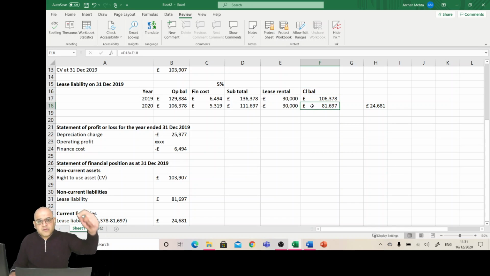We carry on for one more year, and the following year's closing balance becomes the non-current liability, and the difference between closing liabilities for the first year and the second year becomes the current liability, because that's what you are settling in the following year.